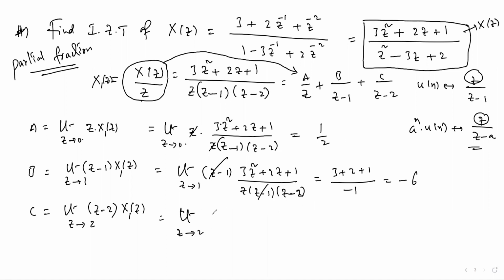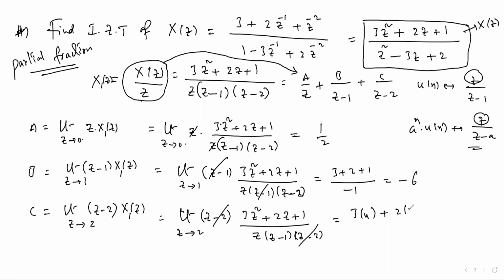z tending to 2, z minus 2 times (3z square plus 2z plus 1) divided by z into z minus 1, z minus 2, so that z minus 2 cancels this time. Substituting 2 here, 3 into 4 plus 2 into 2 plus 1 divided by 2 into 2 minus 1, 1. How much is it? 12 plus 4, 16 plus 1, 17 divided by 2. C value is 17 by 2.